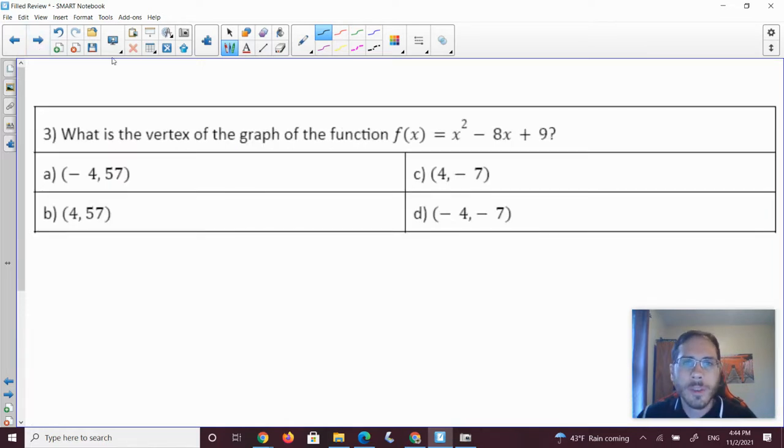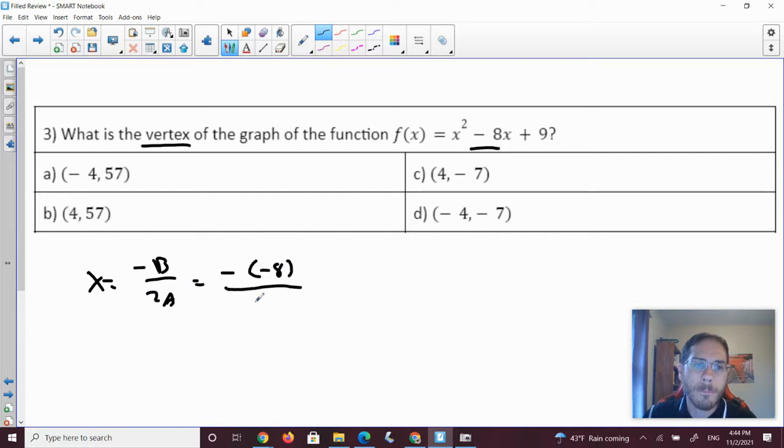For question 3, what's the vertex of this graph? Since we want to find the vertex, we can use the vertex equation. So we'll start by finding the x-coordinate. x equals -b over 2a. So b in this case is -8, and a in this case is going to be 1. So we get 8 over 2, which is 4.